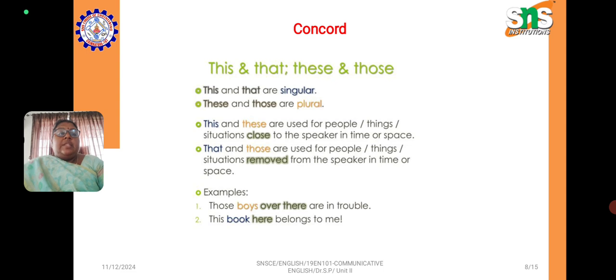This and that, these and those. This and that are used as singular. These and those are used in the plural form of sentences. You can see this example. Those boys over there are in trouble. This book here belongs to me.